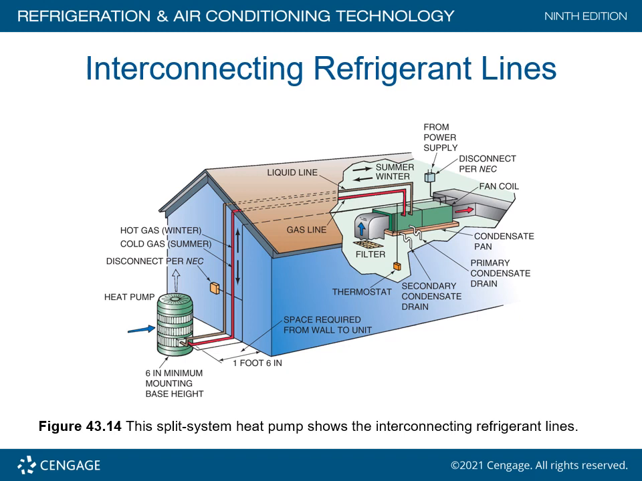Up here, this looks like a conventional forced air system, which it technically is. Here's your filter, and of course then you have your indoor coil, you have your disconnect, your supply ducting, return, plus your filter, condensate pan, primary condensate drain. This pretty much looks the same as a split system gas electric that you would find in houses around here primarily.